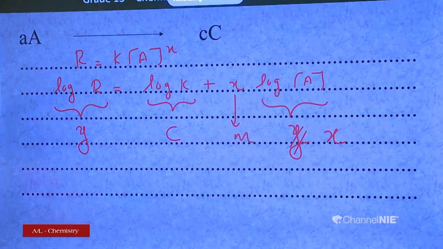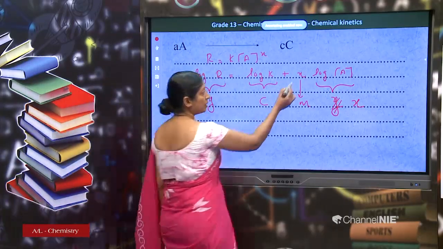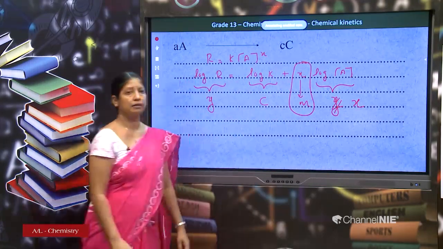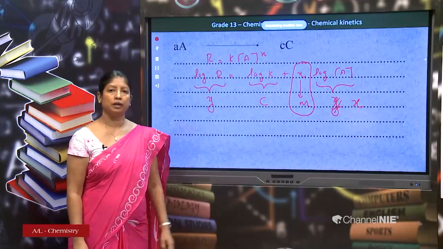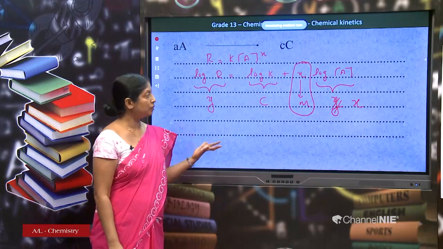We get a y equal to mx plus c type graph where the slope as well as the intercept are positive. So, that is only our third graph. The advantage of this one is that the order with respect to a certain reactant can be identified directly as the slope. The slope of the graph is equal to the order with respect to that particular reactant. It does not matter whatever the order is.